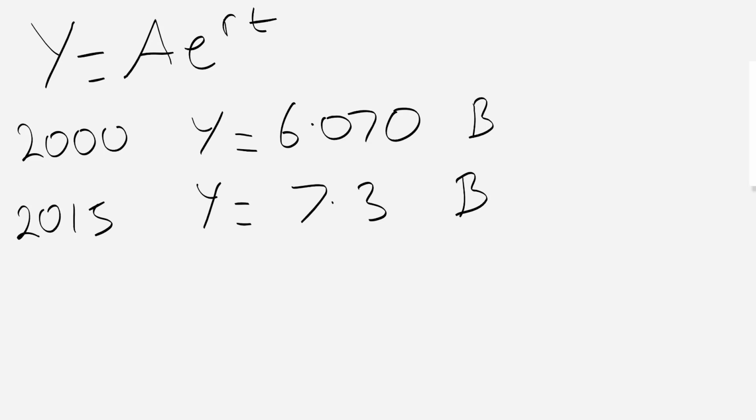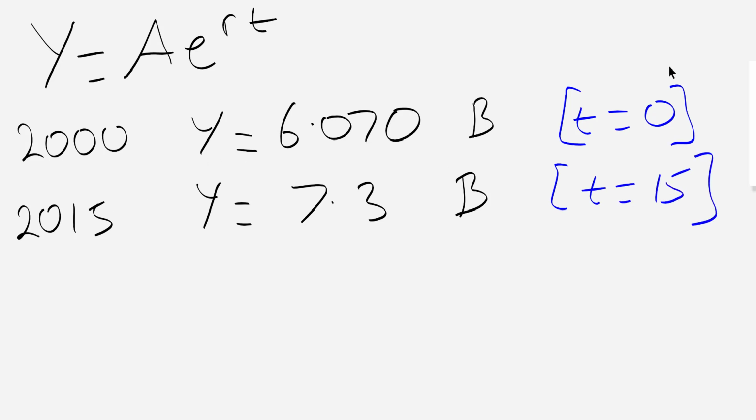My advice to you is you always want to start at time zero. So the year 2000, when the population is 6.07 billion, is going to be when t equals 0. And the year 2015, when the population is 7.3 billion, is going to be when t equals 15. To simplify the situation for ourselves, we should always label the starting year, whatever year we start investigating the process at, as our t equals 0, and then every year on from that we can figure out. So 2015 is when t equals 15.